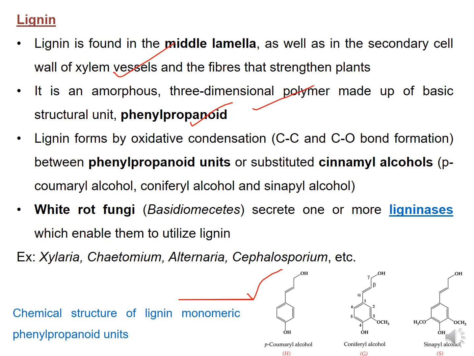Because of the oxidative condensation, the lignin will form from these things. Especially these ligninases are the enzymes released by pathogens to degrade the lignin. These are produced especially by white rot fungi belonging to the Basidiomycetes to utilize this lignin. Examples: Xylaria, Chaetomium, Alternaria and Cephalosporium produce the ligninases.